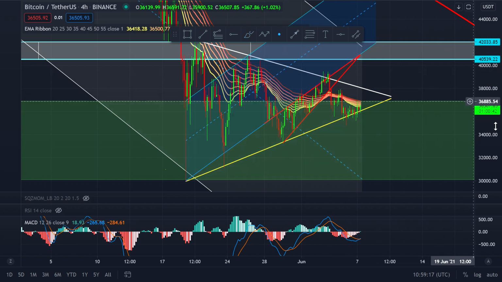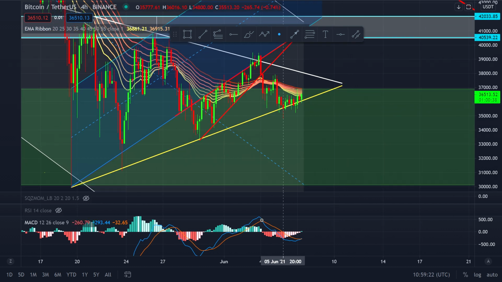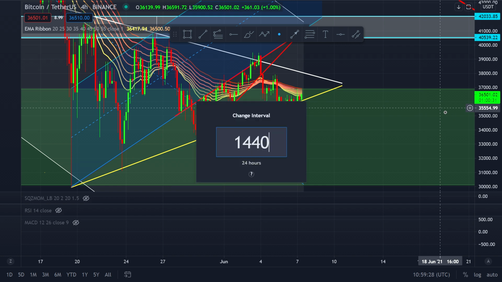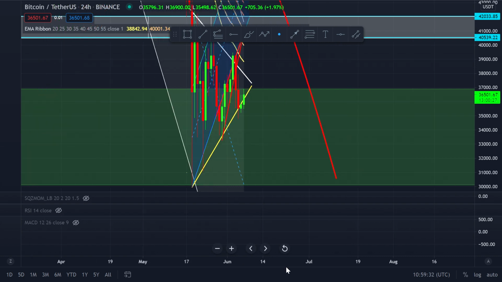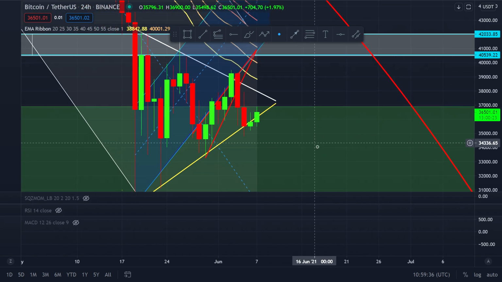But as of now, I'm more bearish than bullish on Bitcoin. I don't see any upward movements. I don't see any divergences. I'm gonna go to the daily because there's many important things on the daily that are happening that are more important actually than the 4 hour.